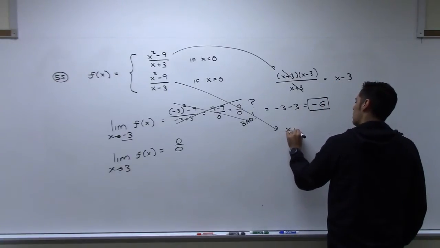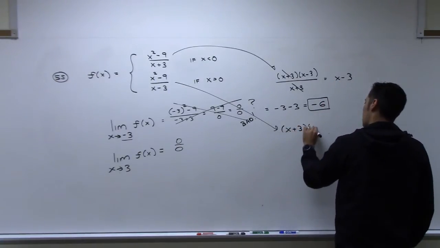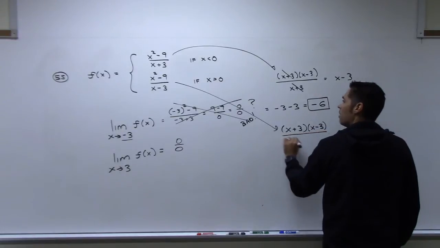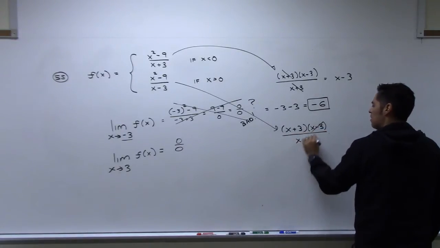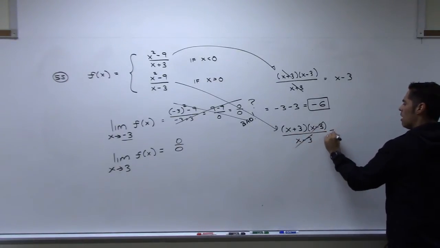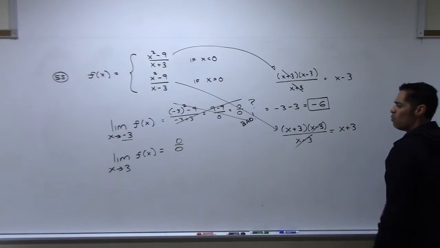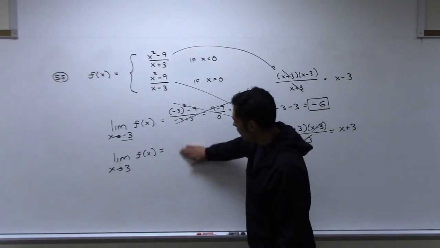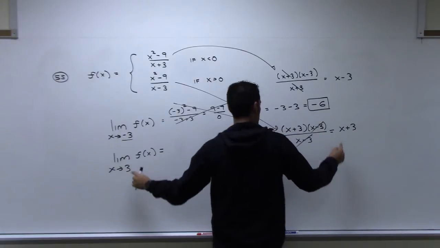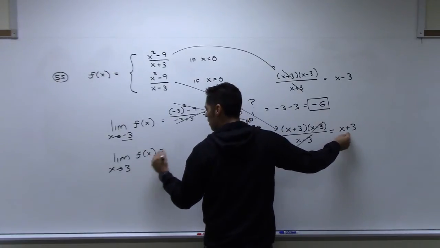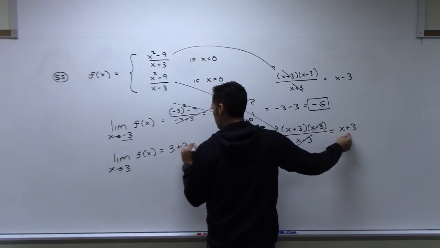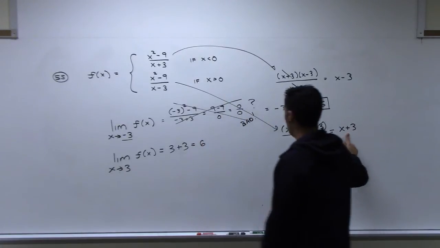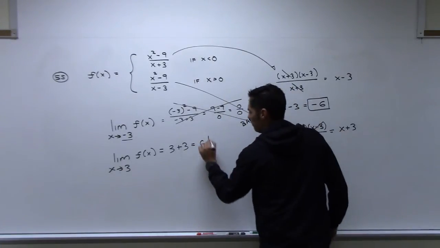So again, it factors, difference of squares on top. And on the bottom we have x minus 3. These cancel, and all we're left with is x plus 3. So what would happen here if we replace this x with 3? We would get 3 plus 3, which is positive 6. So that would be our limit.